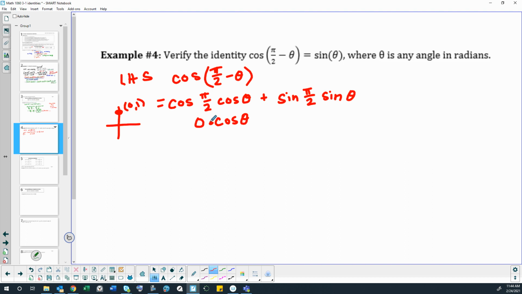So 0 times the cosine of some angle theta. And then sine of pi halves is 1. So 1 times the value of sine theta, right? 0 times anything turns into 0, and 1 times anything just stays that thing. Well, look at that. Like I said, sometimes I probably write more than I need to, but I'm just trying to make sure you know exactly how I got to that destination. So I've verified this identity by using the difference identity for cosine.